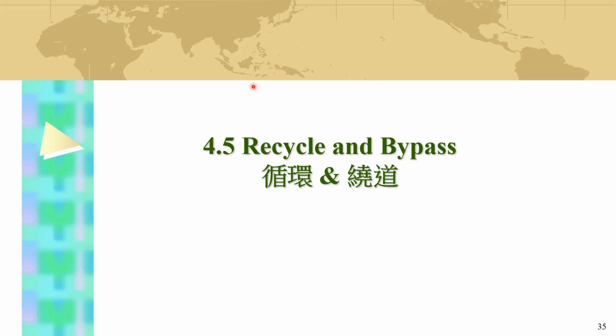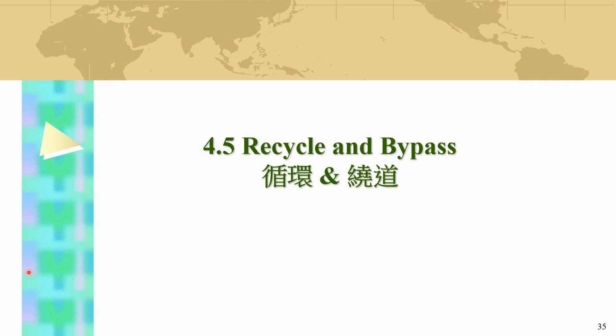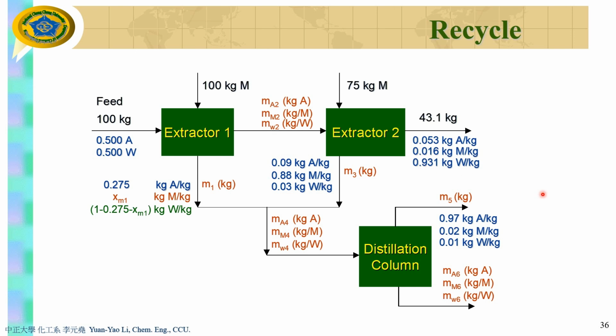Right. So this is the section 4.4. Okay. So let's have a little rest first. Okay. So this is section 4.5. Recycle and bypass. Recycle in Chinese is 循环, bypass is 绕道. So we are going to learn about this. However, let's go back to the previous example.